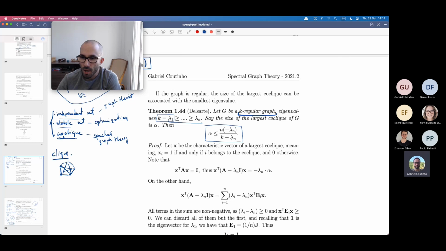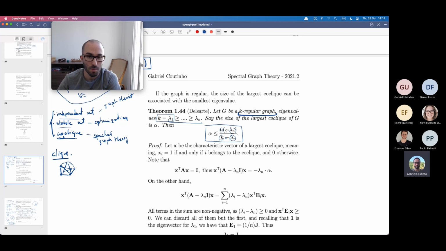Now, does this bound make sense? Yes, it does. Why? Well, this is positive. This number is negative. So this is positive minus negative. So it's positive plus positive. This is the number of vertices in the graph. This is negative, so minus it is positive. So I'm fine. This is a positive number at least.